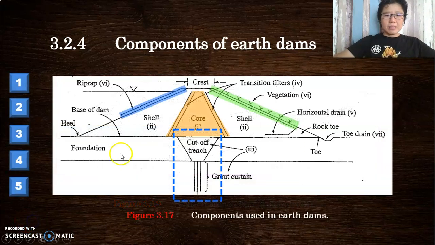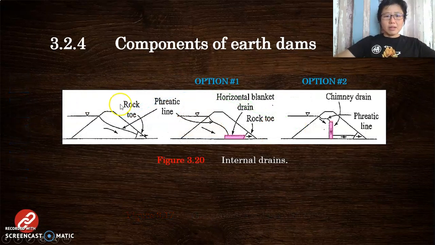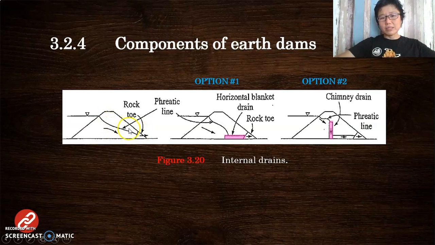Next, let's look at the internal drains. We did say that somehow some water will flow through the earth dam itself. In such a situation, you do not want the water to simply flow out, and because of gravity, it will go downwards. We can intercept that flow by using, number one, a horizontal blanket drain that is laid horizontally, or a vertical one, which we call a chimney drain. In this case, the water flow is being intercepted by the chimney drain and drained off through the toe. Similarly, a horizontal blanket drain will draw the water down and take it out.